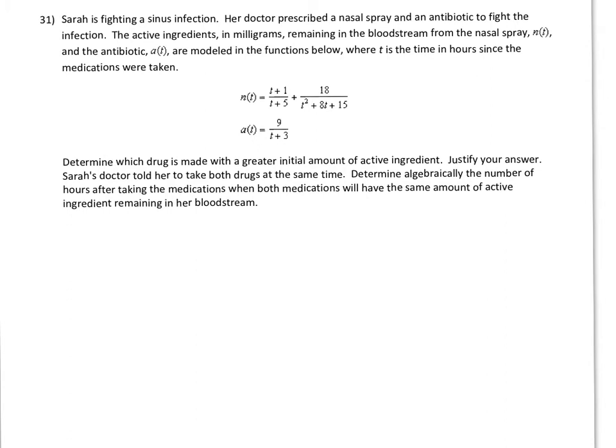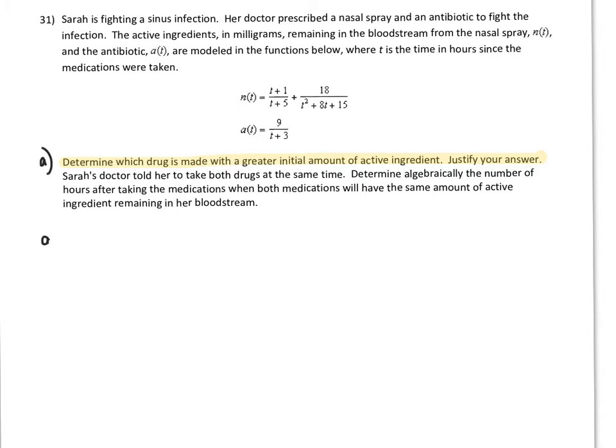Okay, so this question talked about how Sarah was fighting a sinus infection. This function represents the nasal spray used to fight the infection, and this function right here represents the antibiotic. Okay, so there's 2 parts to the question. The first part says, determine which drug is made with a greater initial amount of active ingredient, and they want us to justify our answer. I know they don't call this part A, but I'm going to call this part A, just so I can organize my work here.